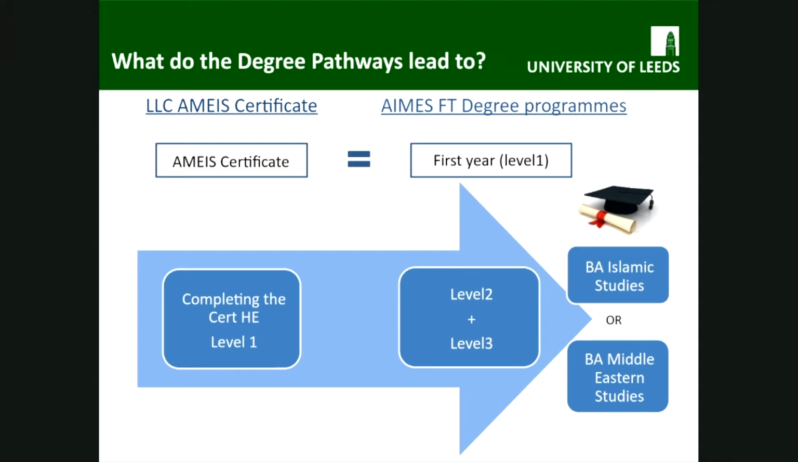Now the progression. Once you have completed the certificate in Arabic, Middle Eastern, and Islamic studies on a full or part-time basis, you have effectively completed a third of a 3-year degree. Studying a further 2 years full-time with the Arabic, Islamic, and Middle Eastern Studies department will allow you to graduate with a bachelor's in Islamic studies or Middle Eastern studies, as the diagram shows.